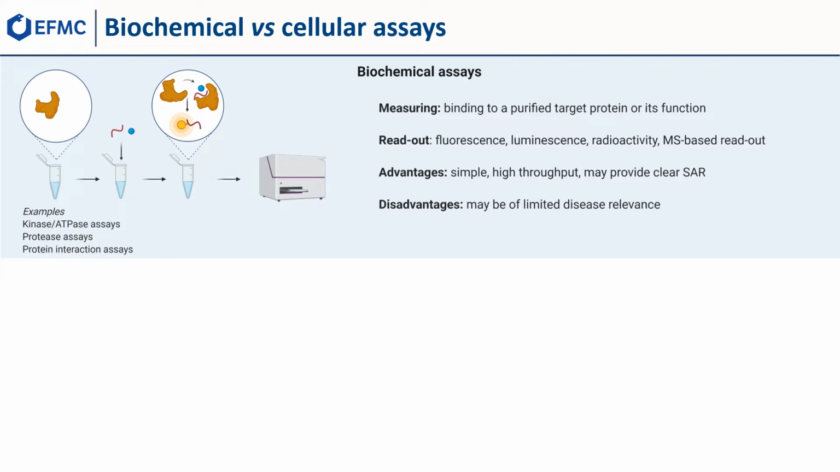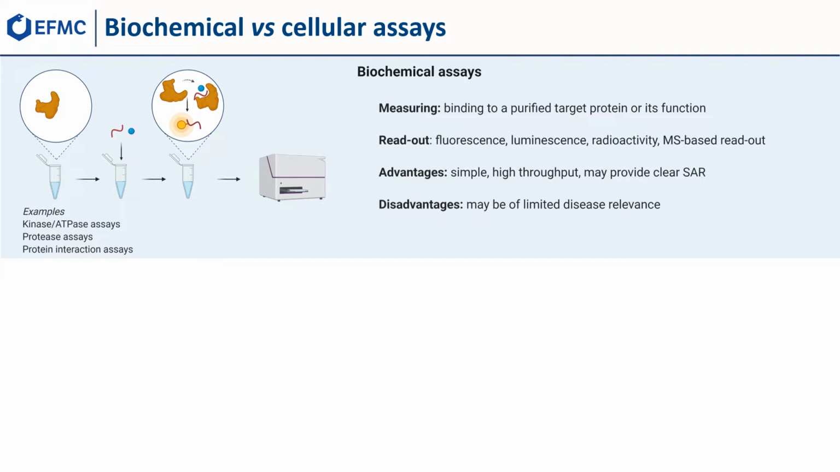Biochemical assays are aimed to measure the affinity of a ligand to a purified target protein or the effect of the ligand on a certain function of the protein, for instance the enzymatic activity in the case of enzymes. The readout of such methods could be based on measuring the intensity of fluorescence, luminescence or radioactivity signals, or on quantifying the level of specific modification using mass spectrometry. These methods are generally simple, high throughput, and may also give access to clear structure-activity relationships. Yet, their relevance to a specific disease could be limited.